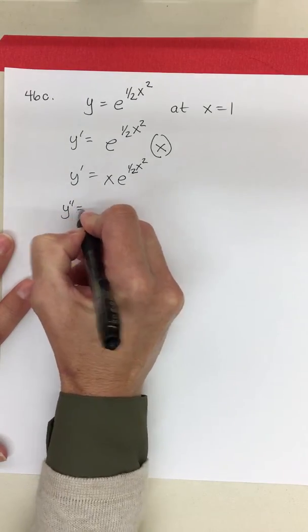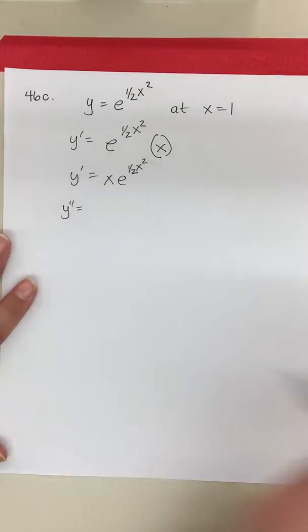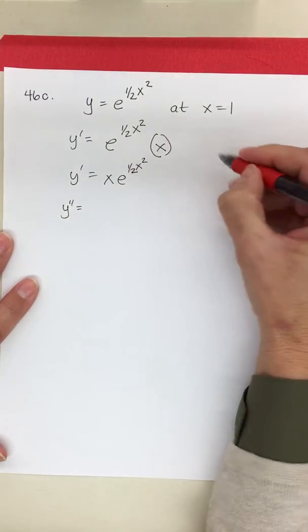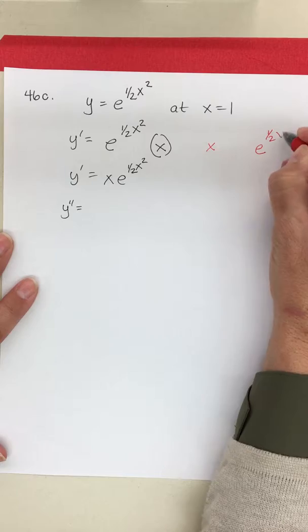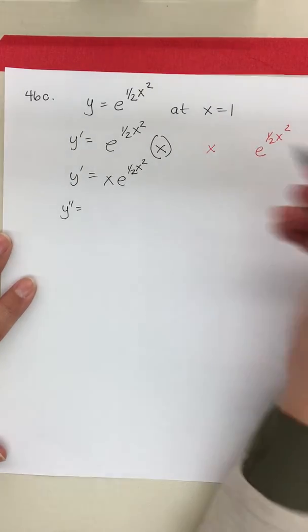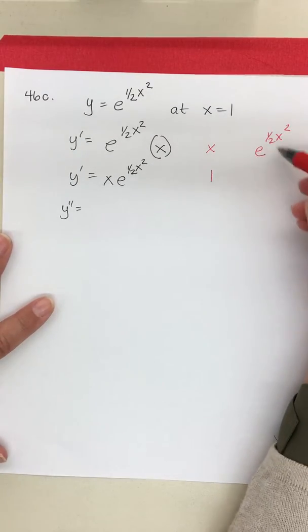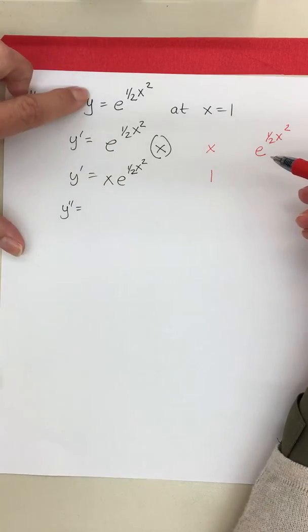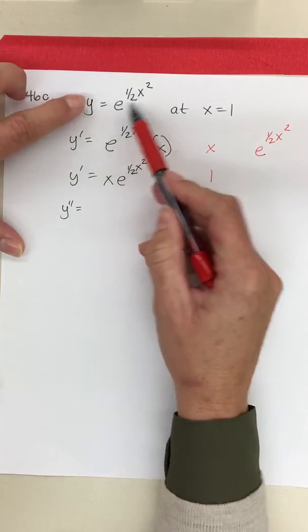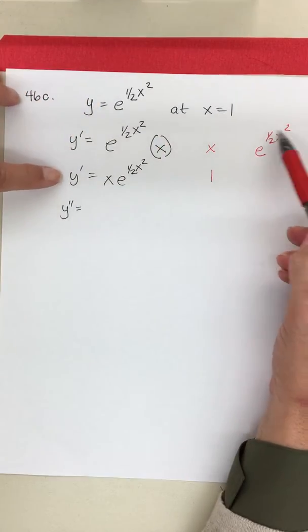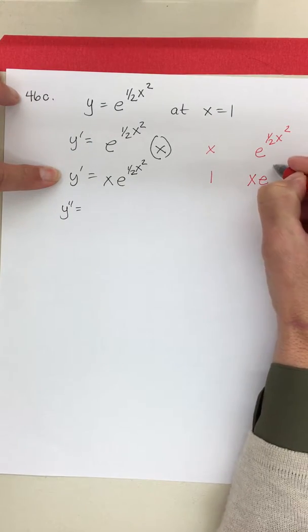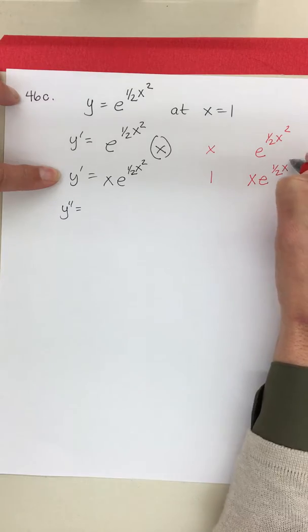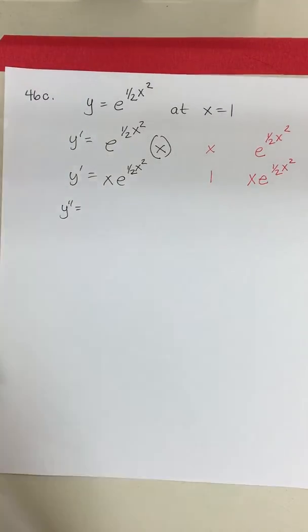Well, the second derivative is going to require a product rule. So I have an x and an e to the 1/2 x squared. Derivative of x is 1. The derivative of e to the 1/2 x squared, we just figured that out. That's what this was. That was the original question. So the derivative of this guy is our last answer. You can figure it out again if you want to, or you can just figure out that you already figured it out. All right, now crisscross to do my product rule.